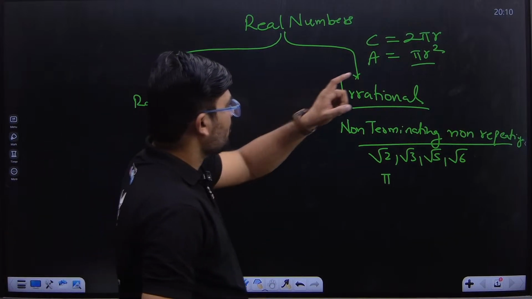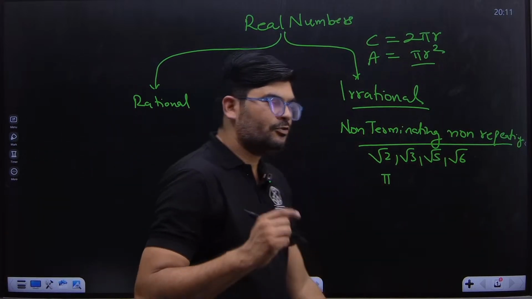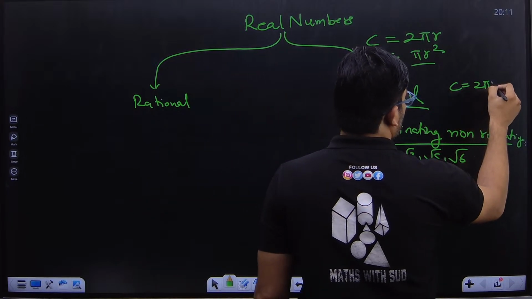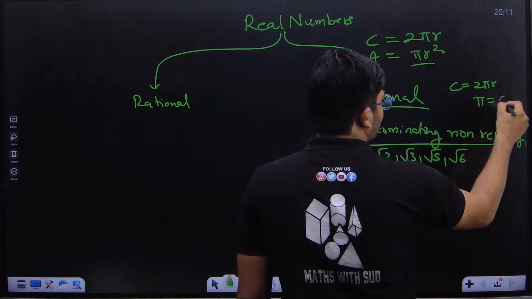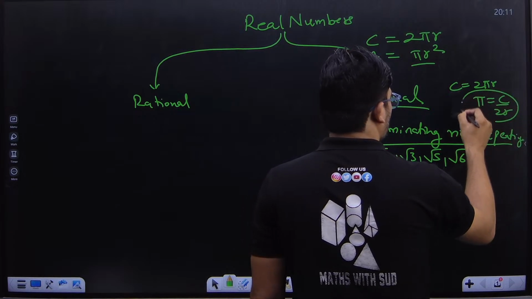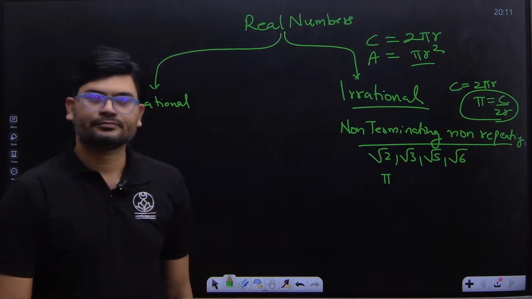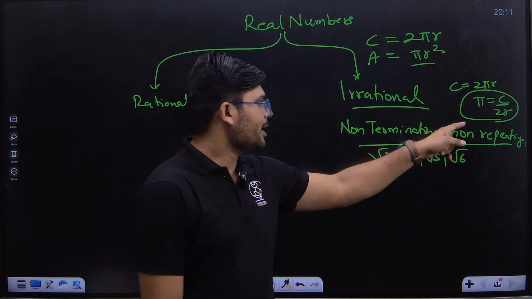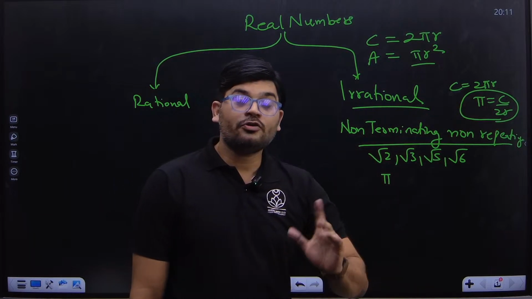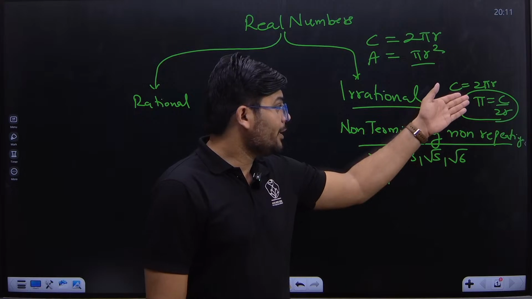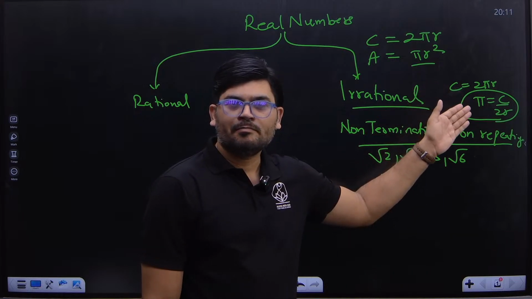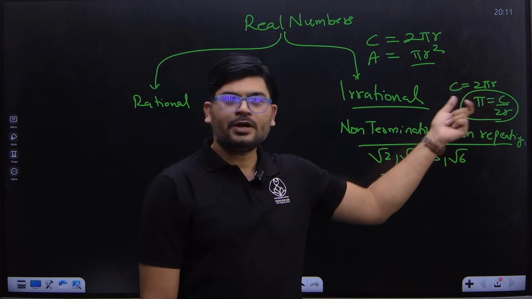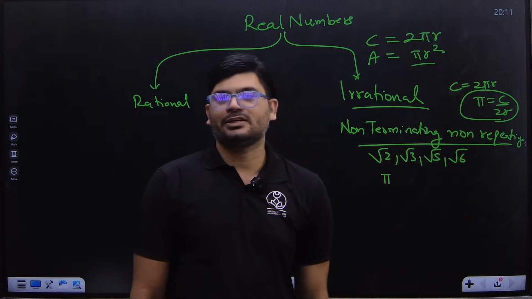Now, pi is also an irrational number. You might be thinking, sir, if the formula for circumference is 2 pi r, then pi can be defined as c upon 2 r, right? Pi can be defined as c upon 2 r. Now you will say, sir, you are telling pi is an irrational number, but we can write it in the form of p by q, a numerator and a denominator. But there is a catch in this.